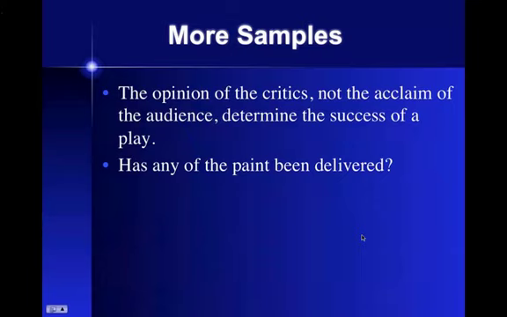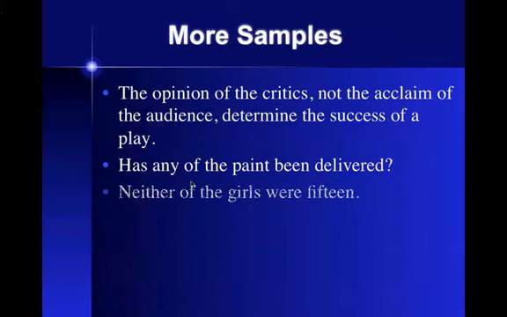Has any of the paint been delivered? Okay, remember, turn this into a statement to make it better. Any of the paint has been delivered. Now, any is one of the unholy six. So now you're referring to the prepositional phrase. The prepositional phrase tells you that paint is singular, thus any is singular. Has is singular, have is plural. So any and has do agree, this sentence is good.